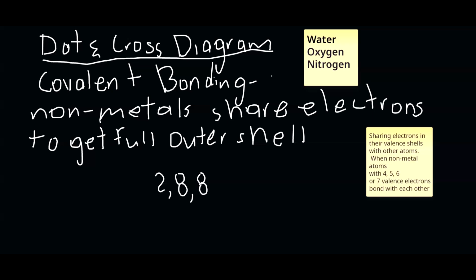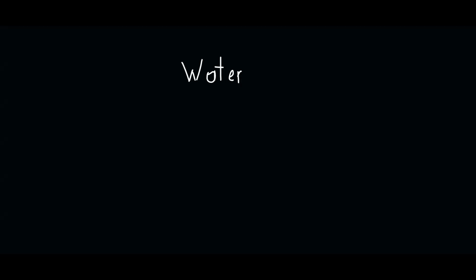Now, the examples that we're going to be doing today: we're going to be doing water, we're going to be doing oxygen, we're going to be doing nitrogen. So these are the examples that we're going to be covering today. The idea is that you also want to know the formula as well, and we're going to be doing some videos highlighting how we write chemical formulae for compounds. So we're going to show you the dot and cross diagrams for bonding in water.